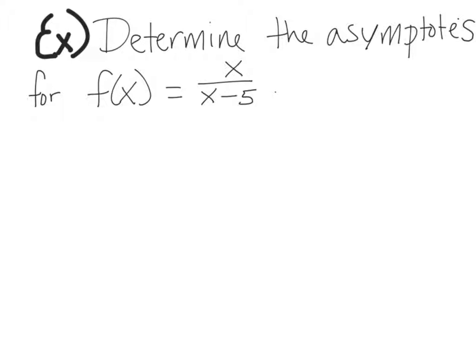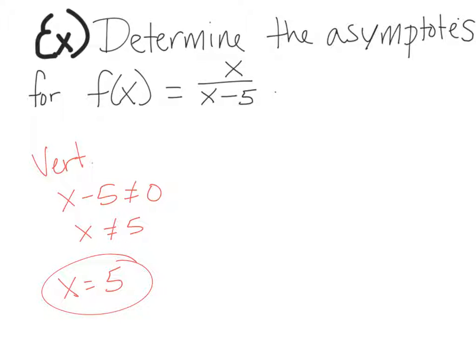Alright, so first example, determine the asymptotes for f of x equals x over x minus 5. First one's really simple. For our vertical asymptote, we cannot have a 0 in the denominator, so x minus 5 cannot equal 0, so x cannot equal 5. Therefore, our vertical asymptote is going to be located at x equals 5. Horizontal, a little bit more challenging.